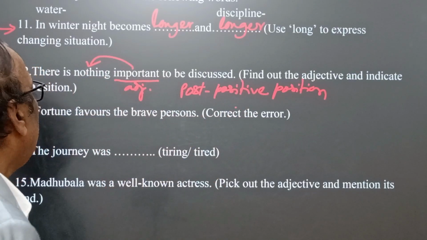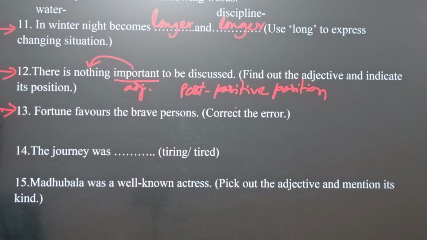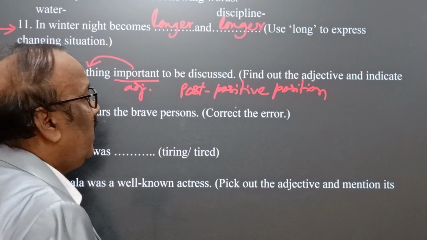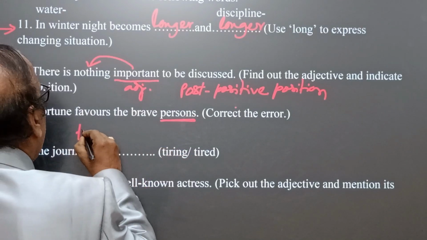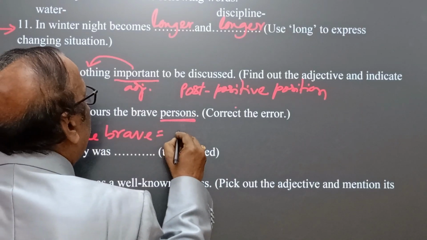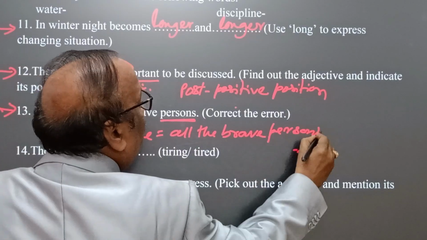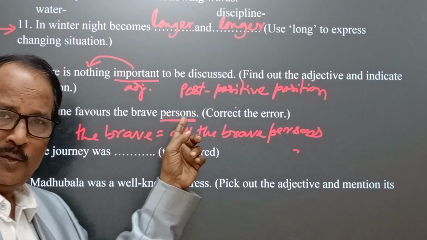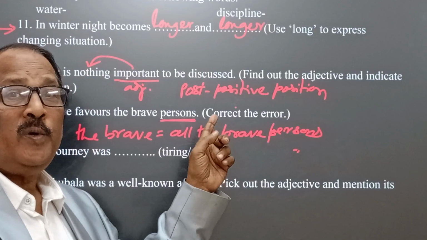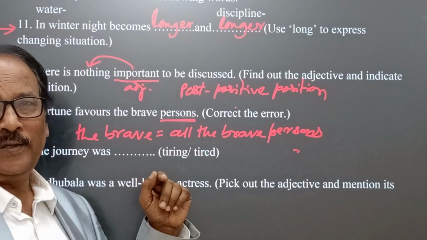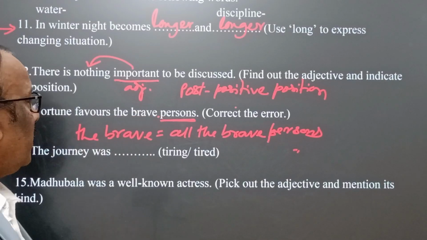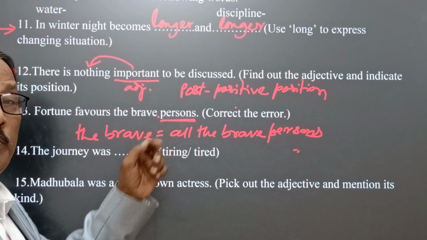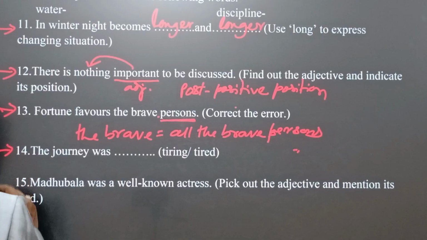Question number 13. Fortune favors the brave persons. Correct the error. Fortune favors the brave. The brave is equal to all the brave persons. Therefore, there is no necessity of using persons here. The correct answer is fortune favors the brave, and the error is persons. It should be removed.